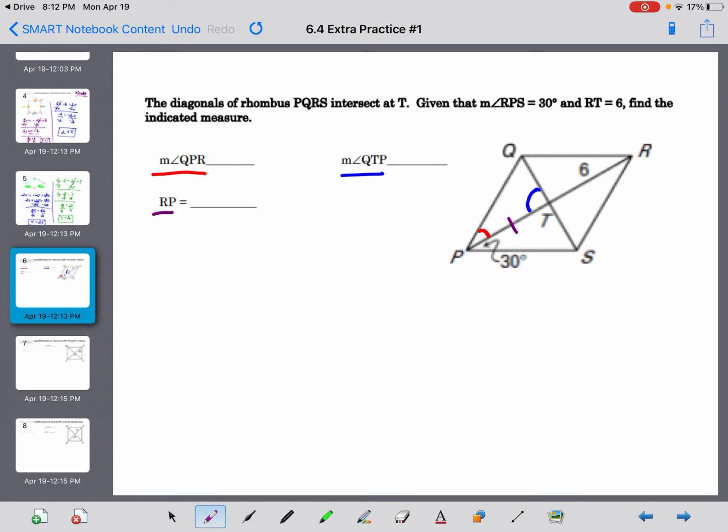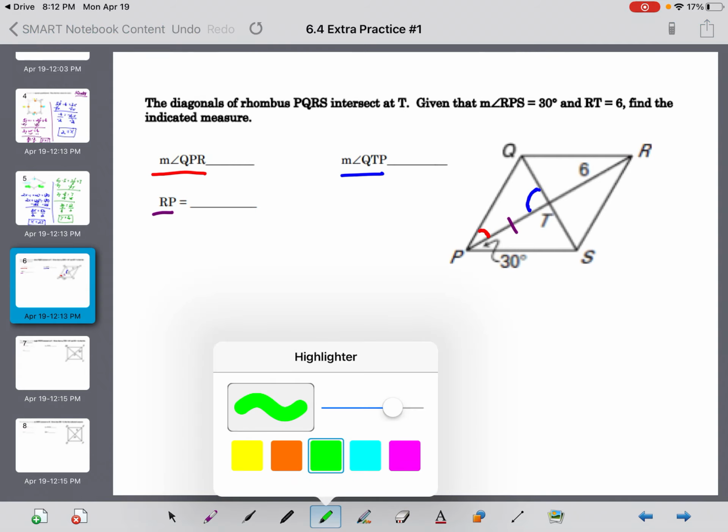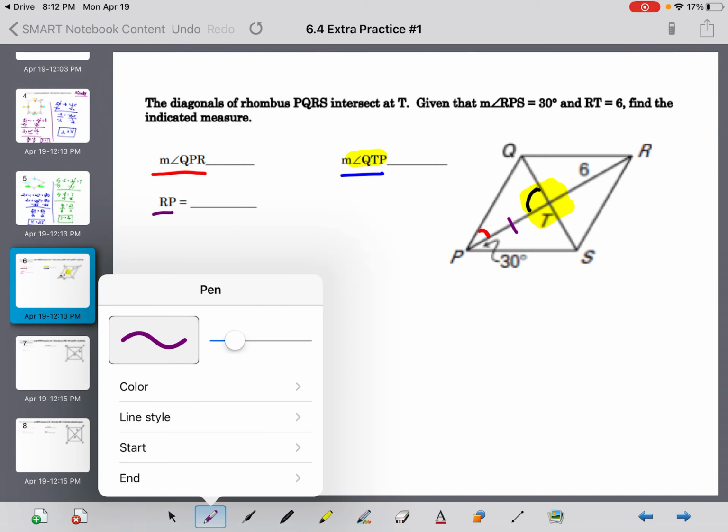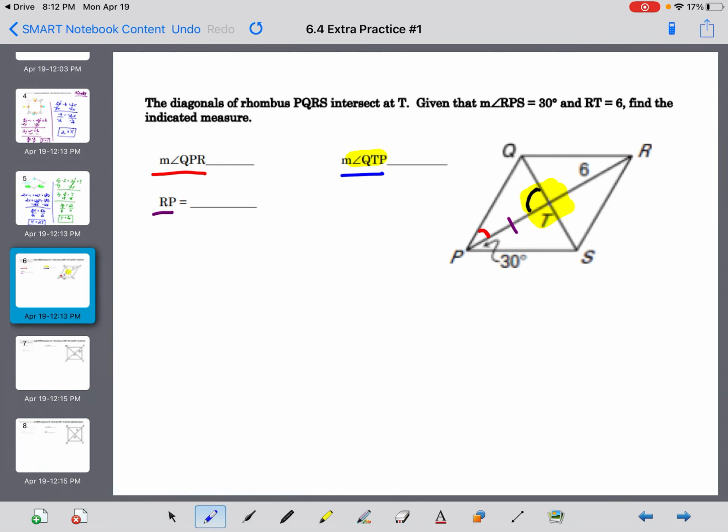So looking at the image, we should notice that the measure of QTP, this angle here, is in the center. Well, yesterday we said that every angle in the center of a rhombus with diagonals is 90 degrees. So the measure of QTP is 90.